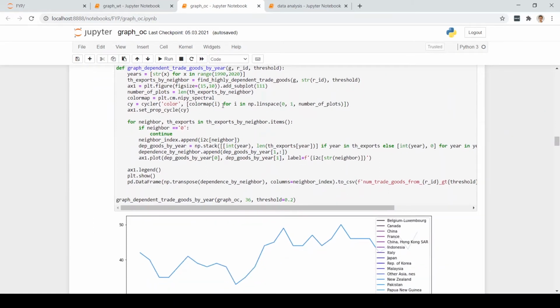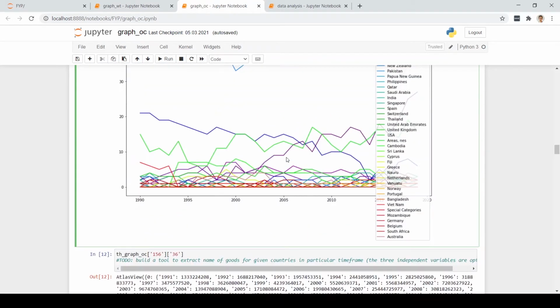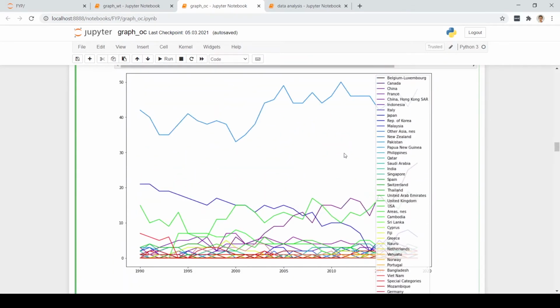We're also able to graph the number of dependent goods by year. Again, we put in the country in question and we put in the trade threshold in question. So in the case of Australia, we see that there are a lot of Australian trade goods that are very much dependent on New Zealand.